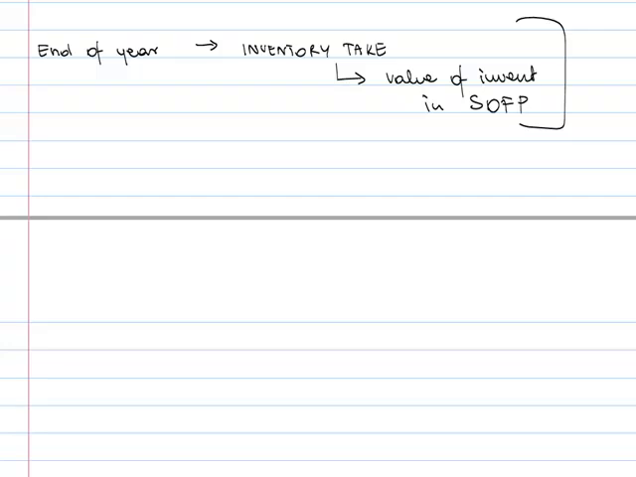When they account for this inventory take, they will do it in the following way. They will do debit inventory, credit cost of sales. That will be called closing inventory.